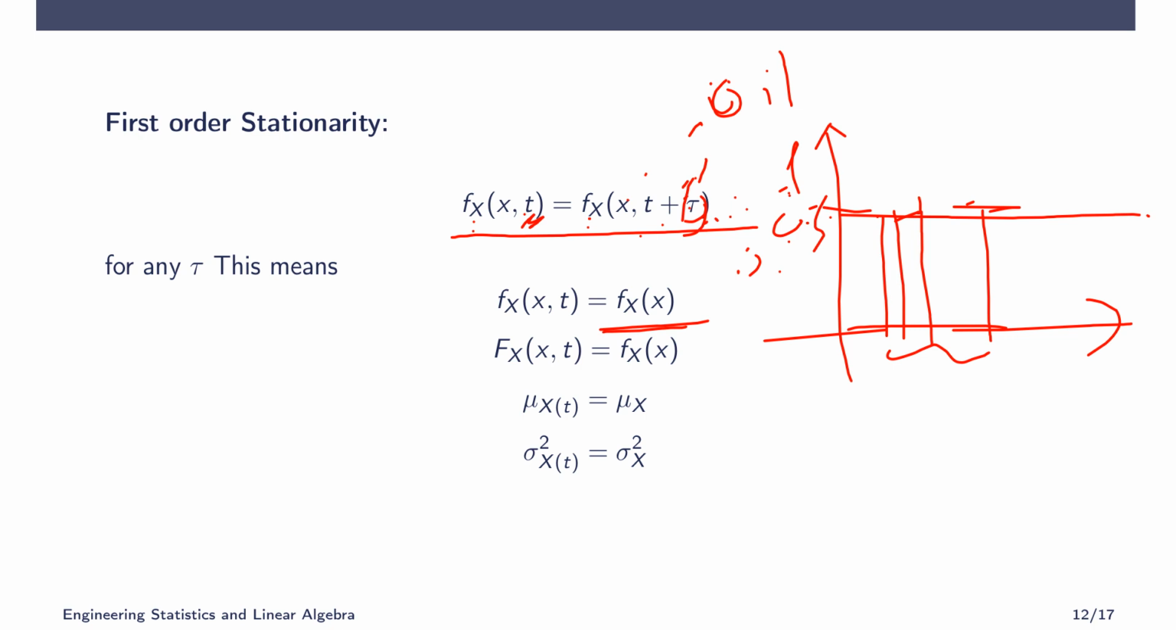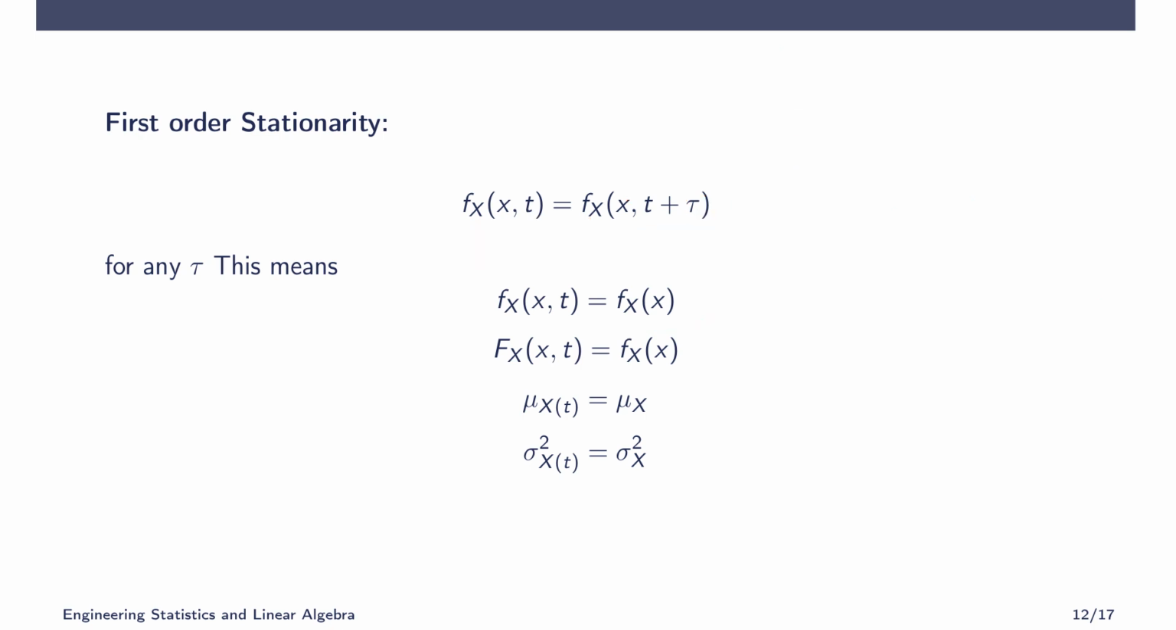So I can write it as f_X(x). For f_X(x, t) there is no need of t, so it does not depend on the variable t, it is independent of t. So f_X(x, t) can be written as f_X(x). Now capital F_X(x, t), sorry, it should be capital F_X(x). So the mean will not depend on t, so you can write mu_X. Here also it will not depend on t, so you can write sigma_X squared. So this is the expression. So this is the first order stationary process.